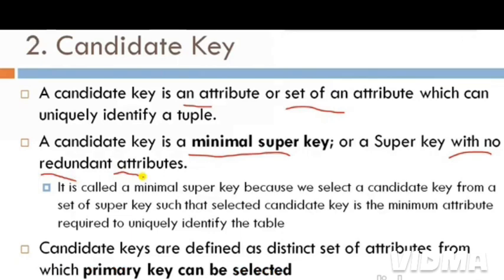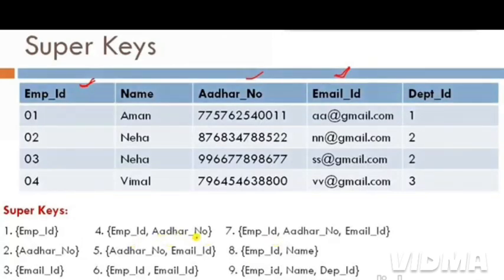Candidate keys are defined as a distinct set of attributes. Why do we say a distinct set of attributes? Because it cannot have a repetition of attributes, like phone number, first name. We cannot have a repeated set of attributes. So it is said to be a distinct set of attributes from which the primary key can be selected. Here the employee ID and Aadhaar number are not repeated key attributes. So employee ID or Aadhaar number can be kept as a primary key.